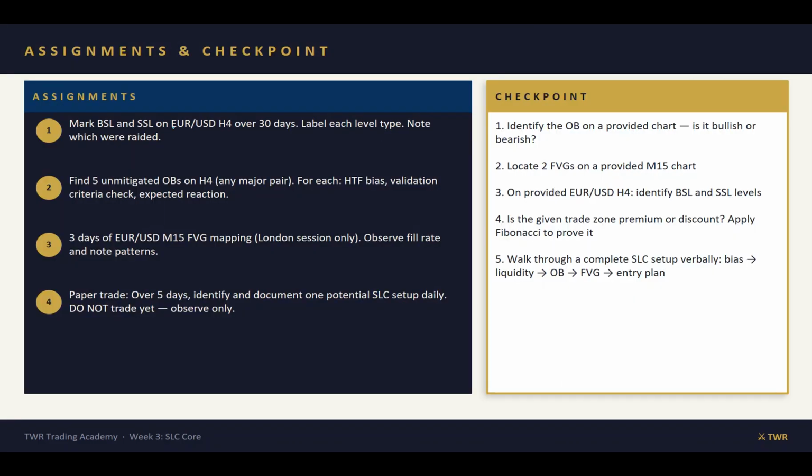So my assignment, as I've told you: mark out the buy side liquidity and sell side liquidities, identify unmitigated order blocks which are not tested, look at fair value gaps mostly during the London session and New York session, and paper trade. Paper trading is basically going on a demo account and trying to apply what you've learned so far, up to this point.